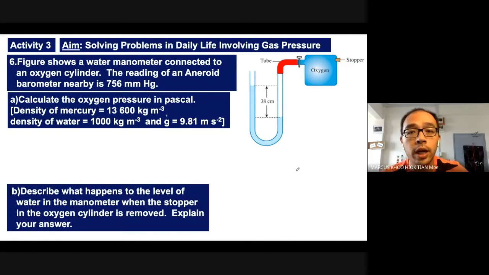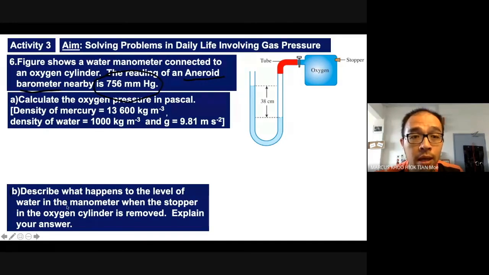Again, the reading of an anaerobic barometer nearby is 756 millimeter Hg. Remember, what does an anaerobic barometer measure? It measures atmospheric pressure. So, in a way, this sentence is telling you that the atmospheric pressure is 756 millimeter mercury, which we need to convert into centimeters, so it is 75.6 centimeter mercury.